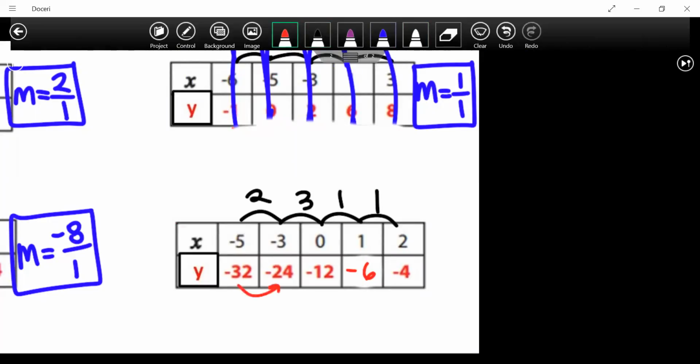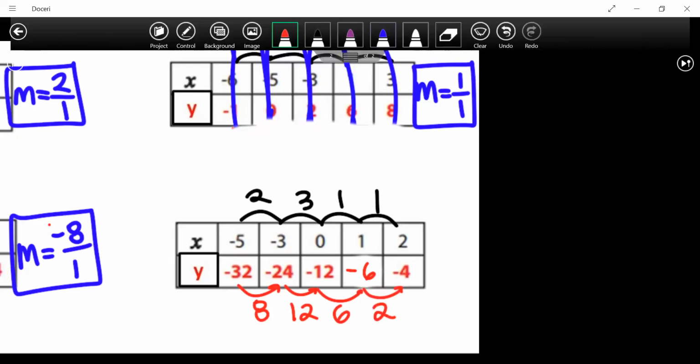-32 to 24. Not 4. Oh, plus 8. Sorry, plus 8. Negative 24 to 12. Negative 12 to negative 6. Negative 6 to negative 4.